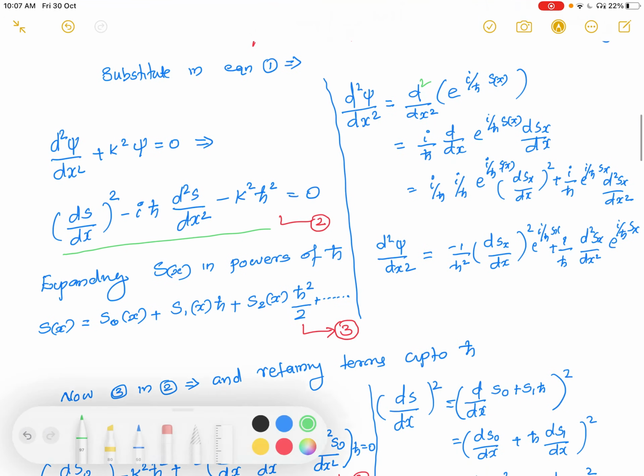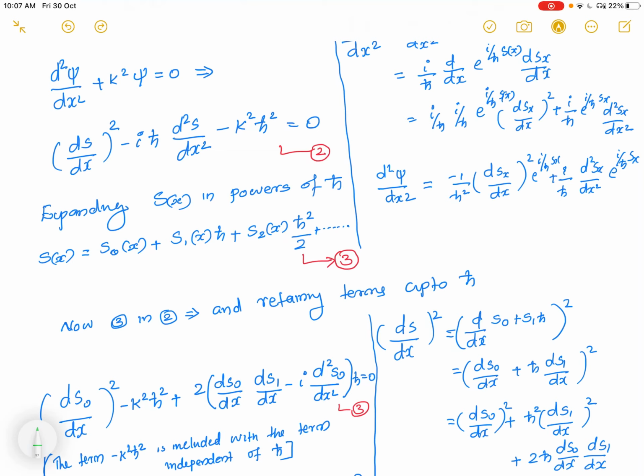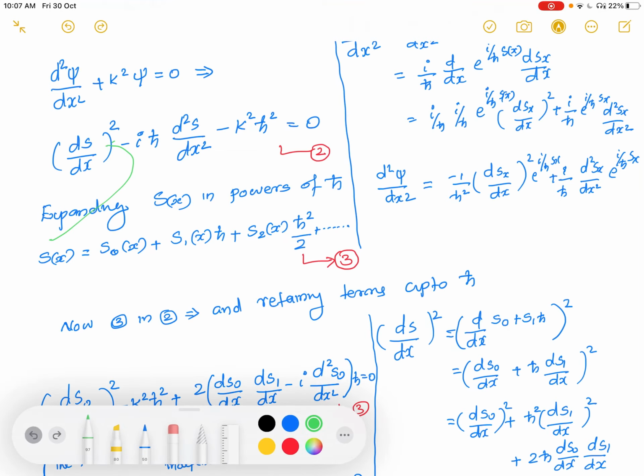And here is the first technique of the WKB that I am using. I take this action-like variable s of x and expand it in powers of h cut: s0 plus s1 times h cut plus s2 times h cut square by 2 factorial, and so on. So I substitute this s of x in this equation. What is going to happen?